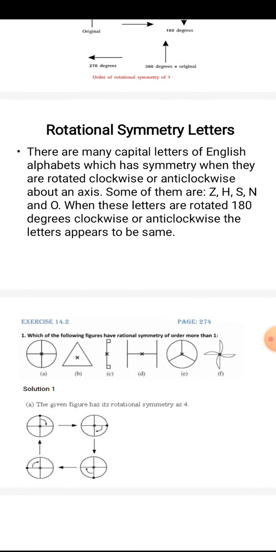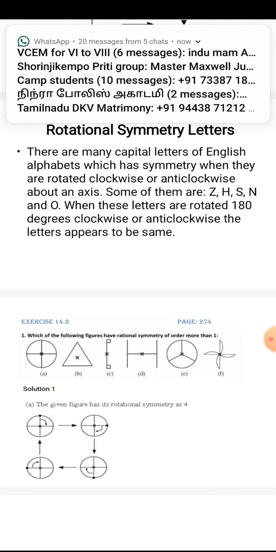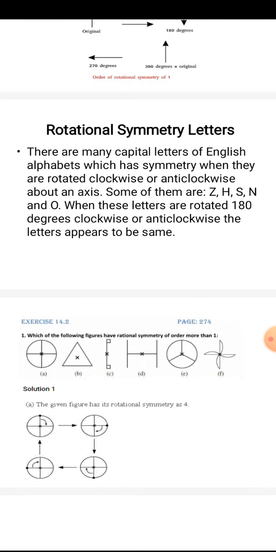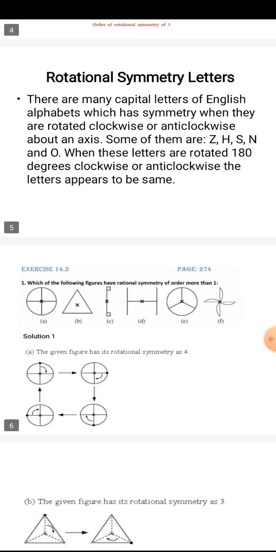Which of the following figures have rotational symmetry of order more than 1? It may or may not have rotational symmetry. Just go through once. Look at the first figure, the circle. Am I right? Now, if you rotate 90 degrees, it looks the same. Again, if you rotate 90 degrees, it looks the same.